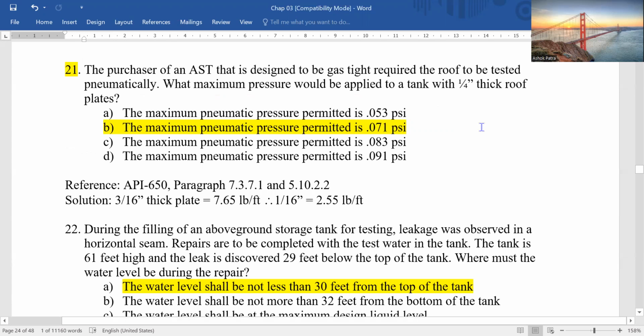Just remember this, I don't know. 0.071 psi. The pneumatic test you have to check somewhere for gas tightness of the roof, maybe in 653 somewhere. These two I had checked. Not found anything. I have to search and tell you.